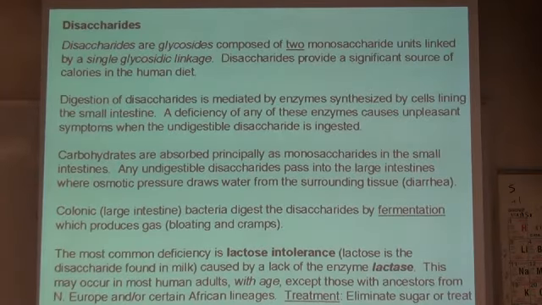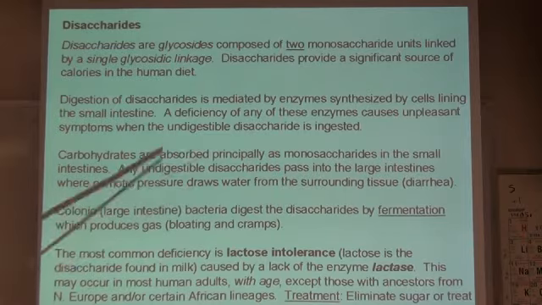Okay, disaccharides. When we link monosaccharides together, we produce disaccharides. This is just a little aside. You can read it.